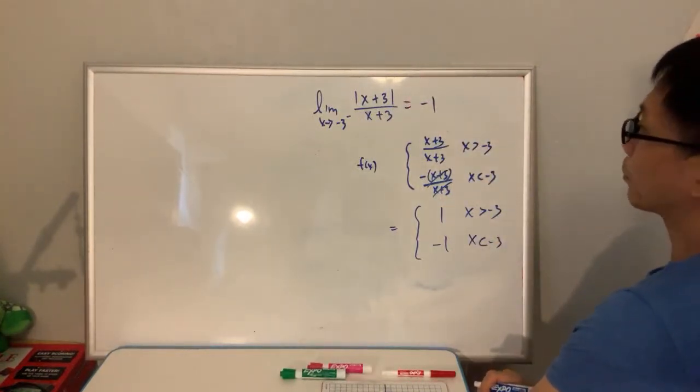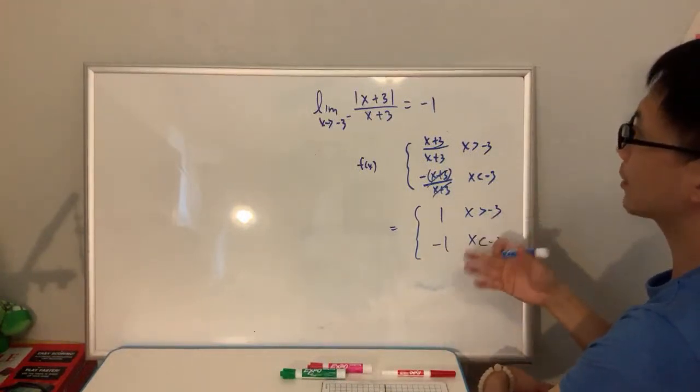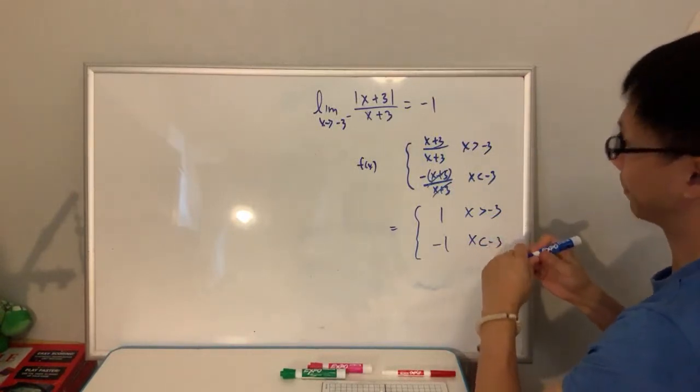Okay, so you have to write it in terms of piecewise. So every time you use absolute value, write it in terms of piecewise. Things are going to be a lot easier, and you're going to say, oh, okay, this is actually not too bad.